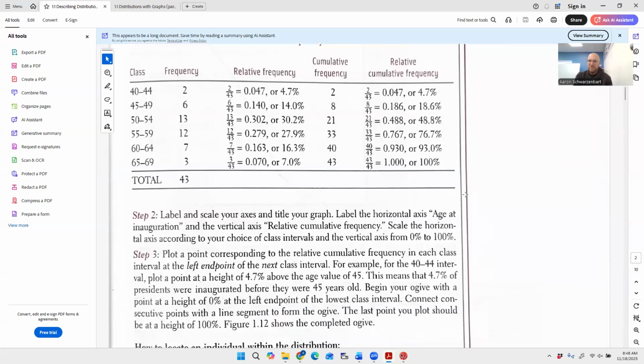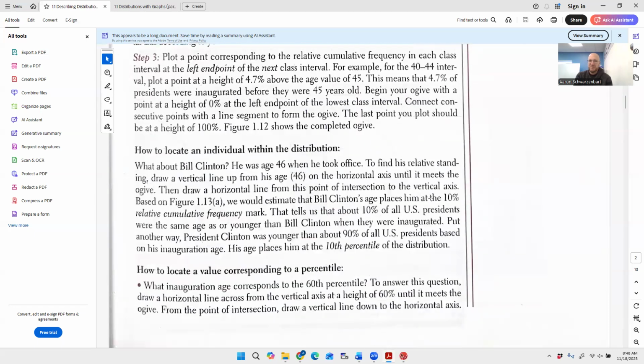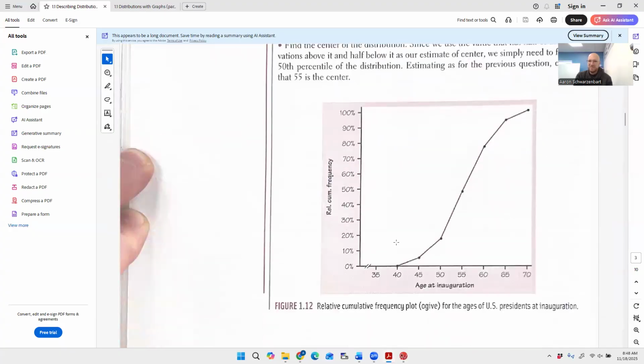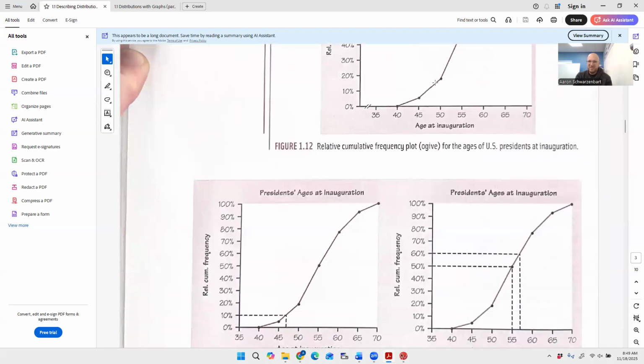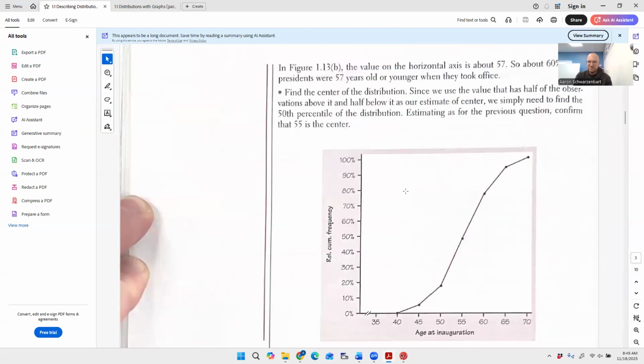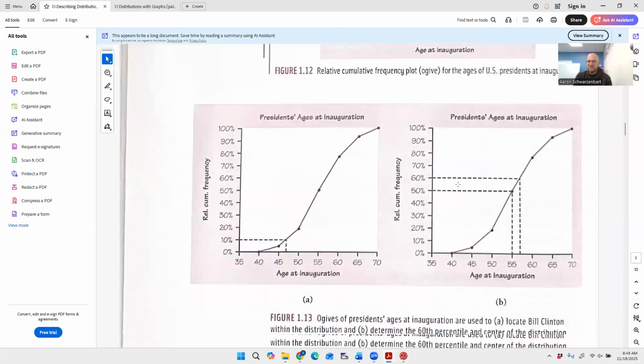So an ogive is essentially this relative cumulative frequency graph. Okay? So it looks like this. At 40, there was no one in the column below that, right? By 45, we're up to this percentage, which I think is about 5%. Then we're up to about 18.6. Clinton falls into this category, so yes, he was a relatively young president.